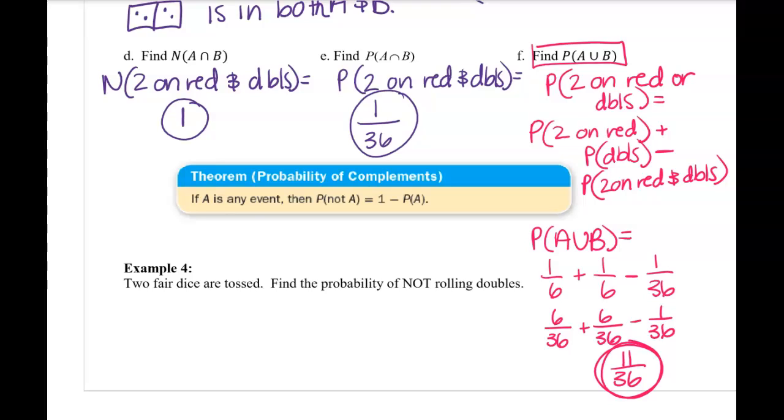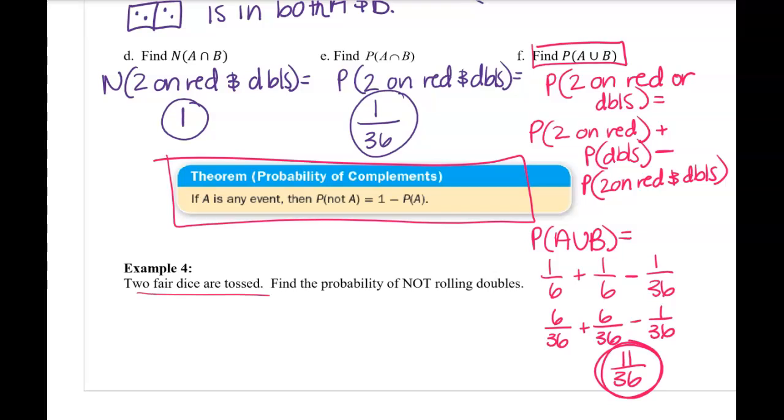It's another theorem, but basically what we know is that the probability of not A is going to be 1 minus the probability of A, or whatever that event is. Basically, it's going to be 100% minus whatever our probability was. That's what the 1 comes from. And this has to do with a complement. A complement is basically if you add two things together, you get the whole sample space, or you get 100%.